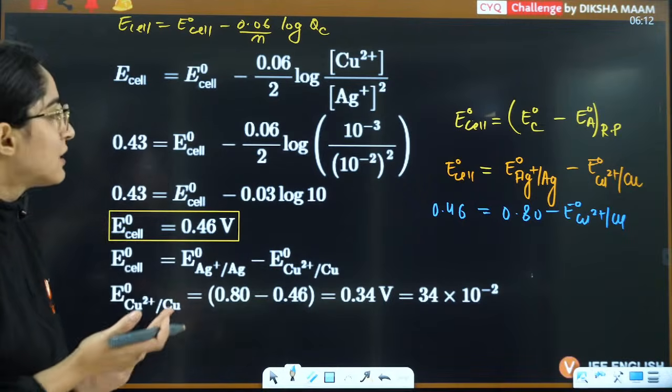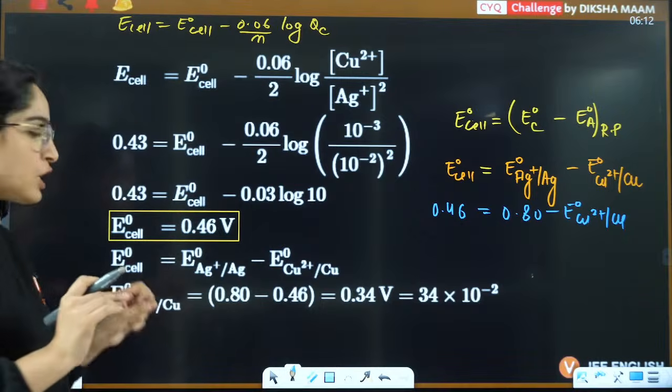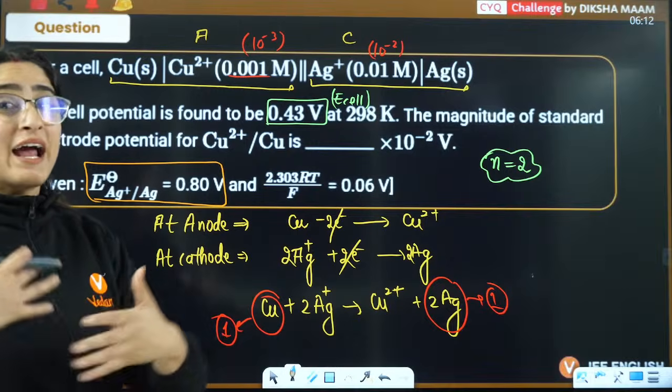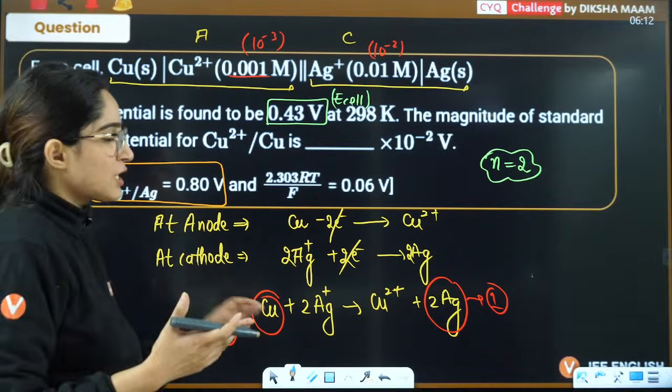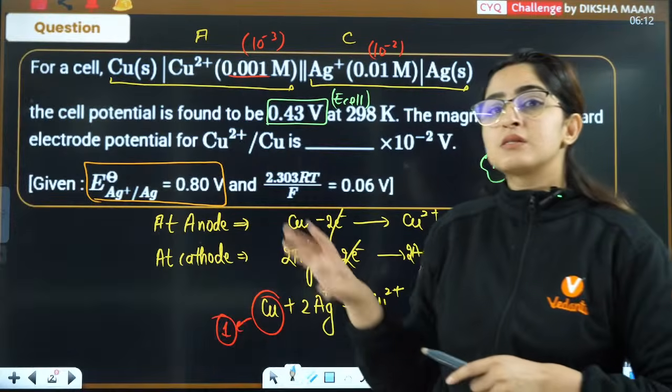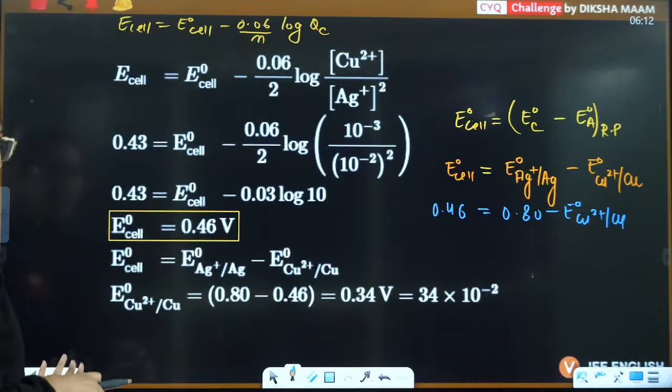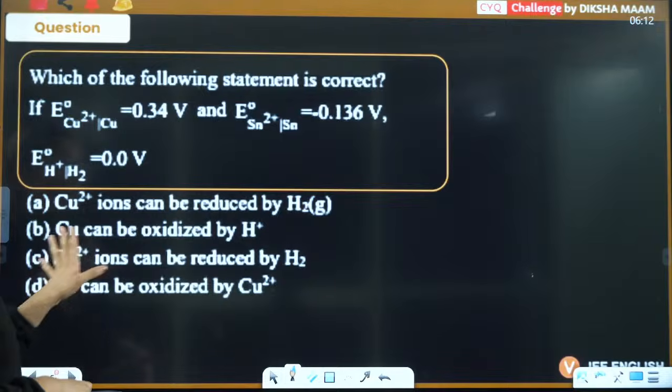Okay, everybody got it? So it was a question of the Nernst equation. Now we are going to see varieties of questions of the Nernst equation, right? This was the simplest question of the Nernst equation. Now let's move towards the next question on your screen.